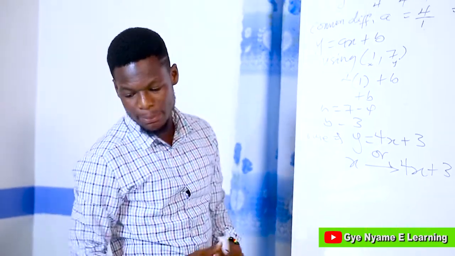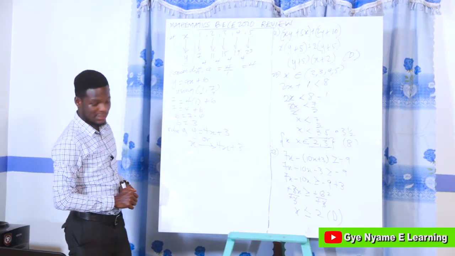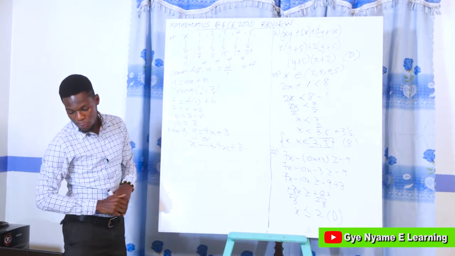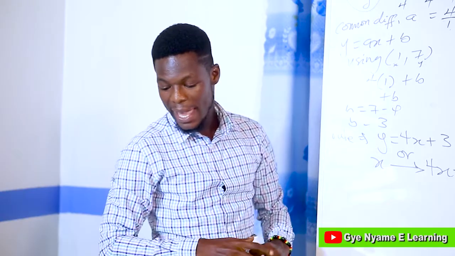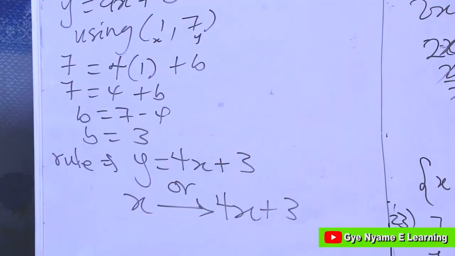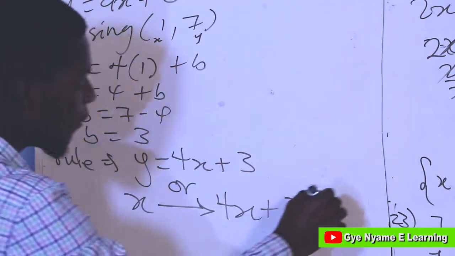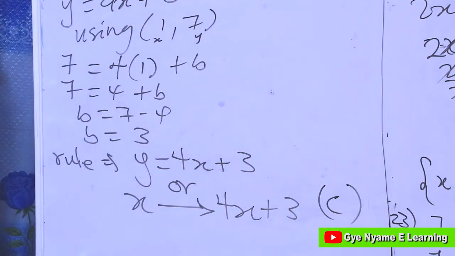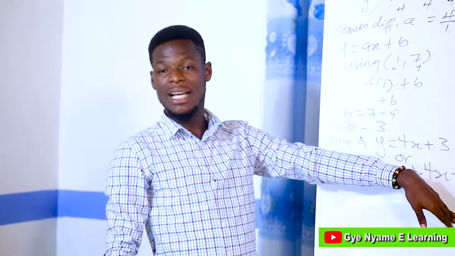All right, let's look at the possible options. A, we have x maps to 4x minus 3. B, x maps to 3 minus 4x. C, x maps to 4x plus 3. And D, x maps to 4x plus 5. So our correct answer will be C, x maps to 4x plus 3. What does this rule mean?